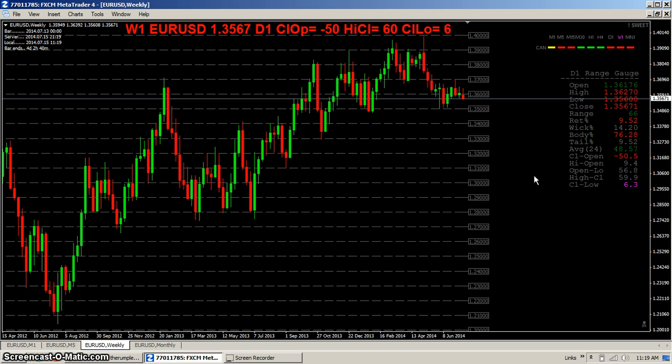Let's look at the euro here. I brought up a weekly chart. Looking at this chart, a lot of people can say a lot of things. But the question is, how would you trade the euro right now? Do you have a plan? Well, as you can see, it's within 6 pips of the daily low, so you might look for a reversal.